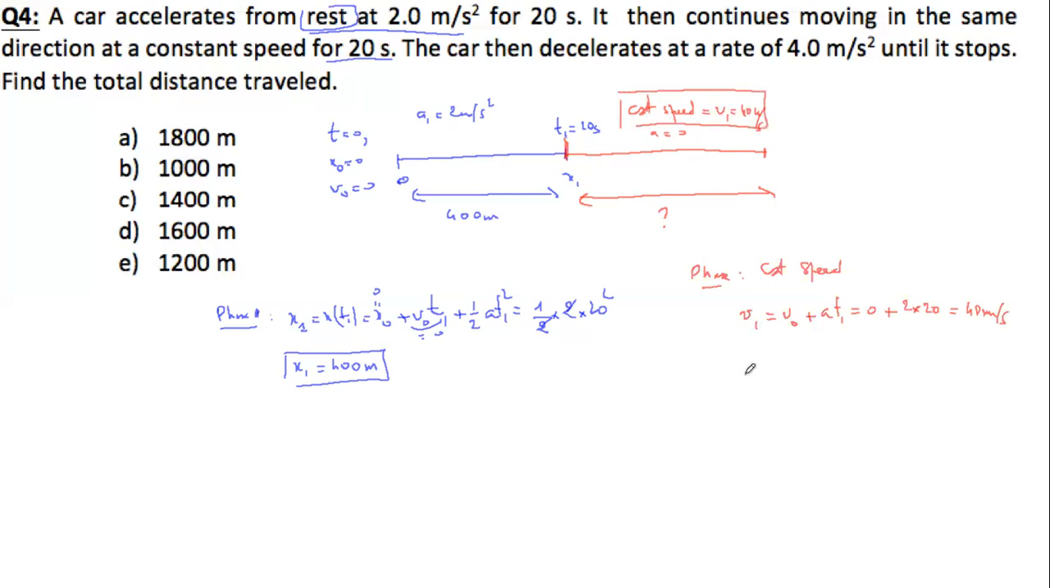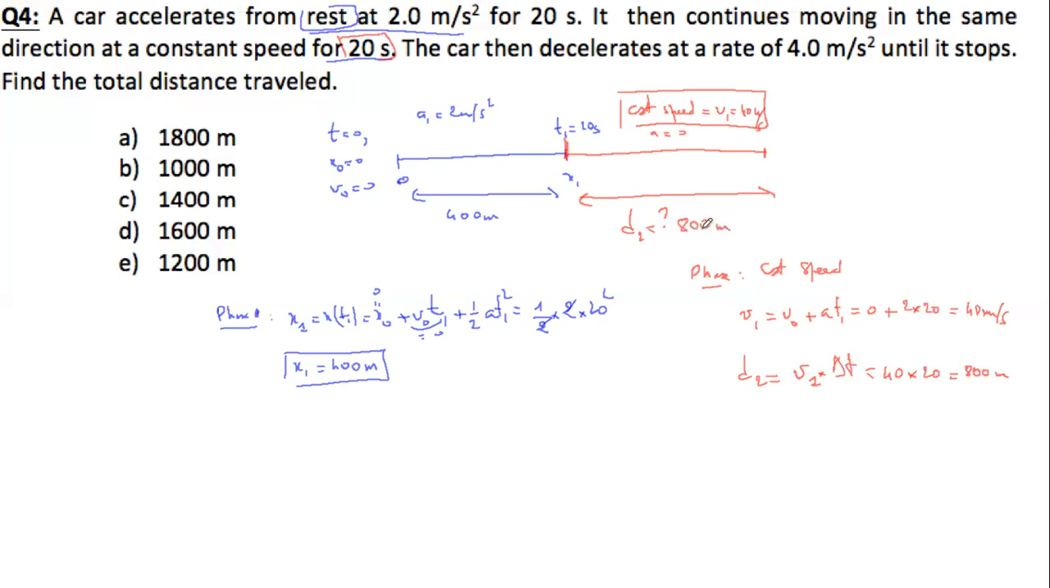Now 40 meters per second and a constant speed. Okay, good. So the distance D2 that I'm traveling in this phase will be the constant speed V1 times the time, which is delta t, which is 20 seconds, because I'm traveling for another 20 seconds. So it will be 40 times 20. This gives you 800 meters. So the second distance is 800.